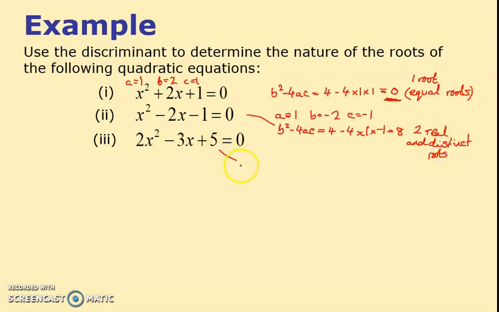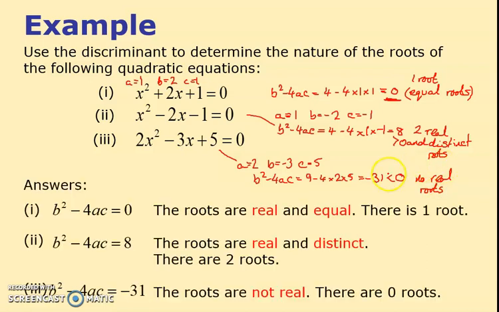And this last one, a equals 2, b equals minus 3, c equals 5. So b squared minus 4ac. Square that, I get 9 minus 4 times 2 times 5. Well, that's 40, I reckon it's minus 31, and critically it's less than 0. This one was greater than 0, this is less, so this is no real roots. And that's hopefully what that says.